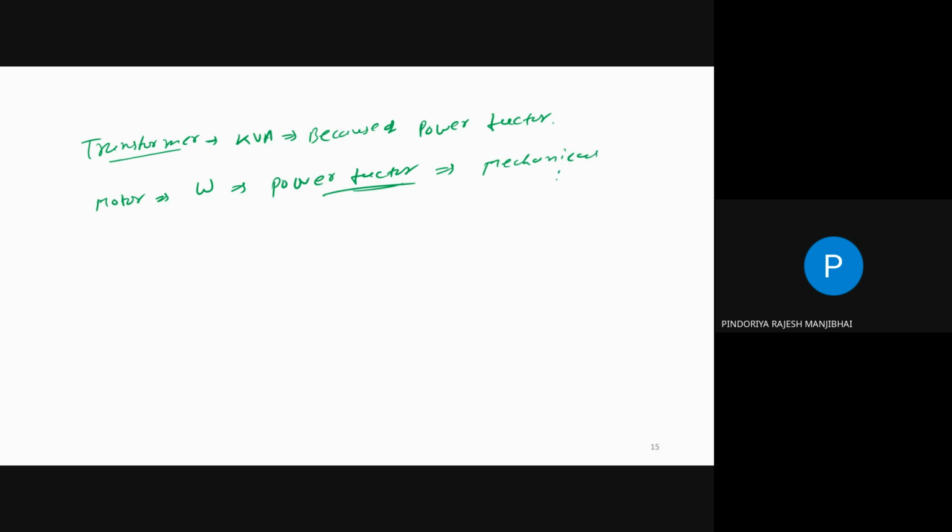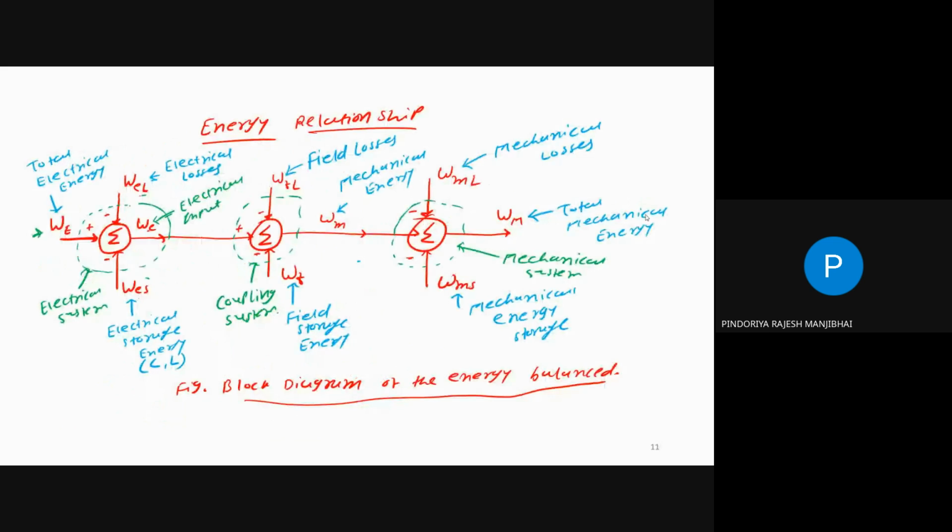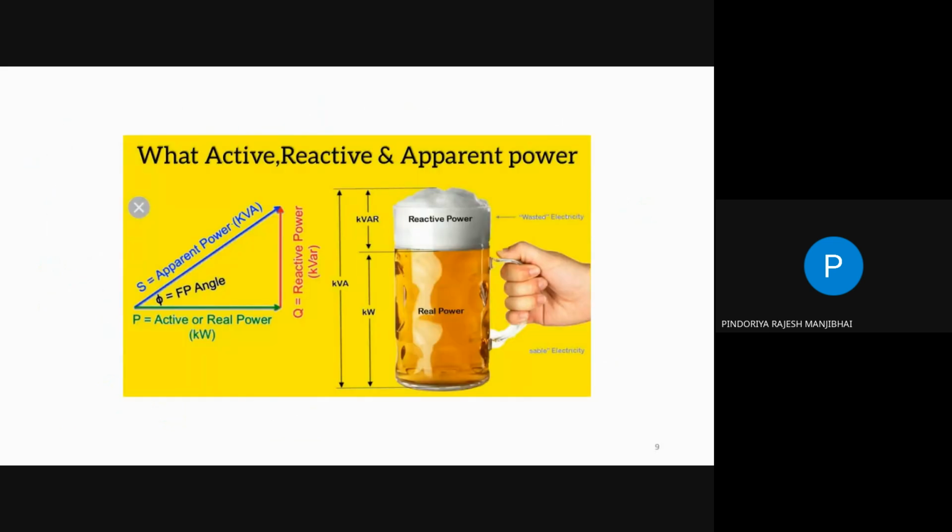And whenever we say mechanical, there is no concept of the power factor. Correct? So this type of question is most important for your centralized exam, otherwise your state level government exam. Correct? Not for the master level exam. Correct? So in a simple way, I can say active power, reactive power.